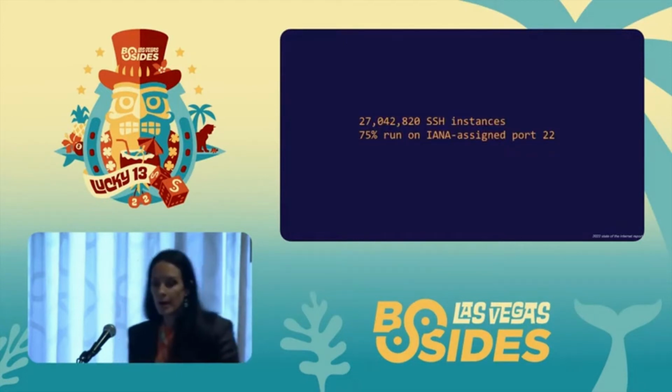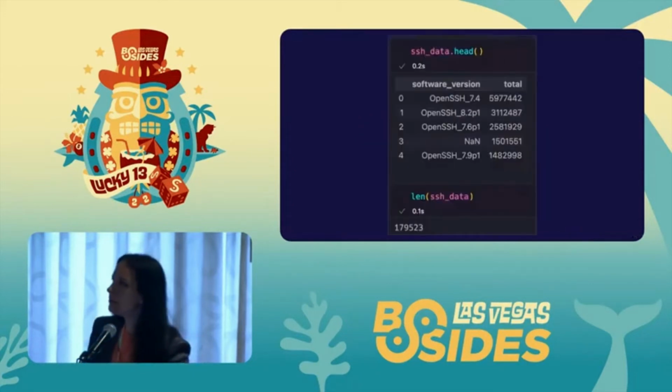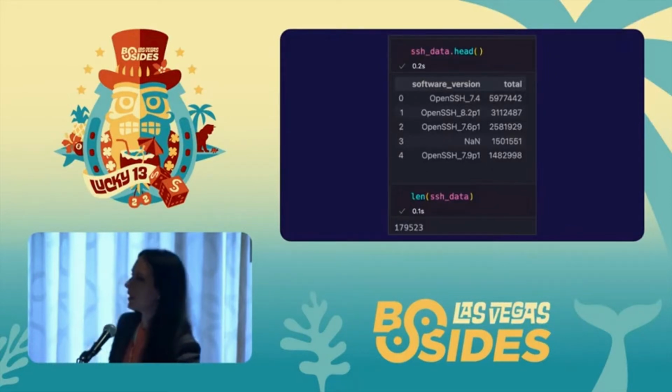So 27 million SSH instances, 75% of them run on their assigned port. And this is just from one snapshot date, by the way. So this is one date that we see this many SSH services. Digging into this, I thought maybe it makes sense to look at SSH versions, because that seems like an interesting thing to look at.